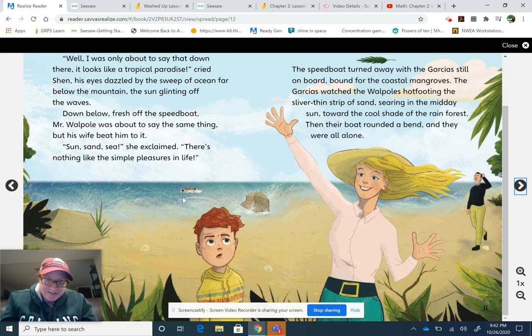You can see the Garcias back there in that boat. They dropped off the Walpoles, and now they're heading to another place. And that is page 11, so I'm going to stop right there.